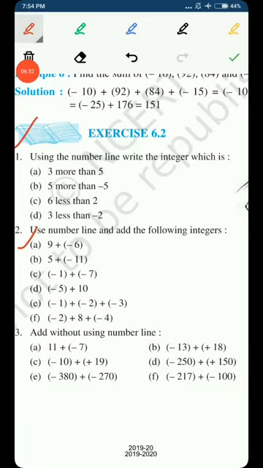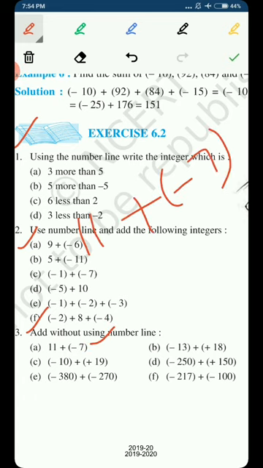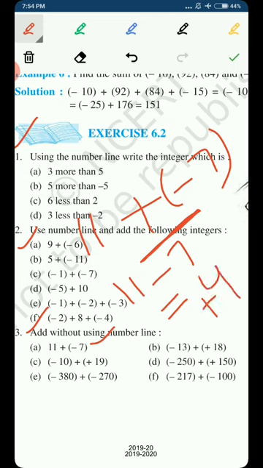Let's see question number 3, part A: 11 plus minus of 7. We have done this so many times. Plus and minus will become minus. So 11 minus 7, the answer will be plus of 4, by the reason that between 11 and 7, 11 is bigger and it is of positive sign. In the next case, we have minus of 13 plus of 18. It is just like part A. In the next one, we have minus of 10 plus of 19. Plus is always plus, so it is also like the previous one. Part D is just like this.